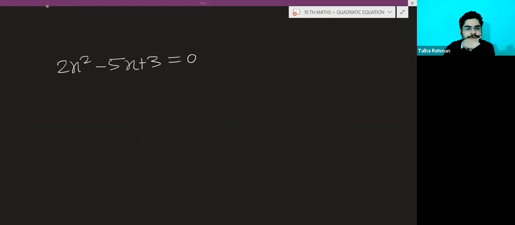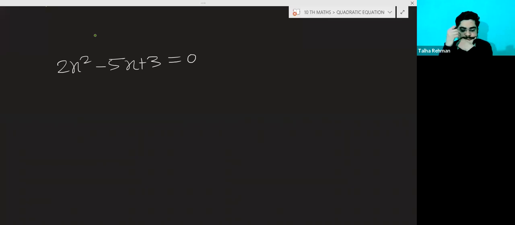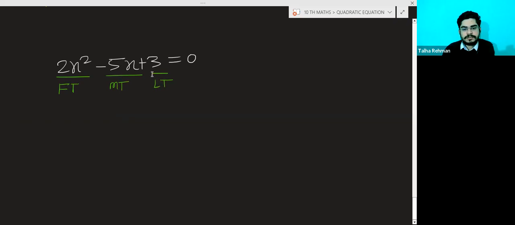So see how we will do this. This is the first term. This is the middle term. This is the last term. First term, middle term, and last. And we want to split the middle term to find the roots of this quadratic equation.